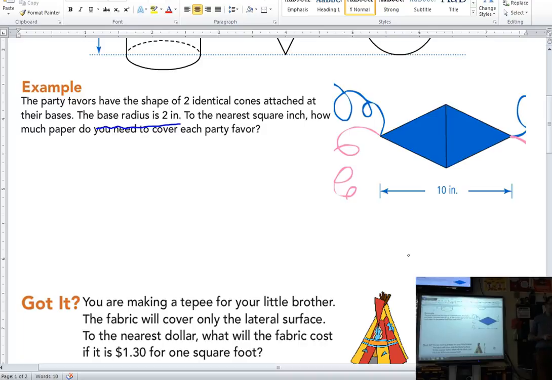Now, are we going to need to cover this part of the cone? No, and actually that part of the cone doesn't exist because it's a party hat. So all we need to do is figure out the lateral area and then multiply it by 2. Have at this for a second. I'm going to reorient my board.